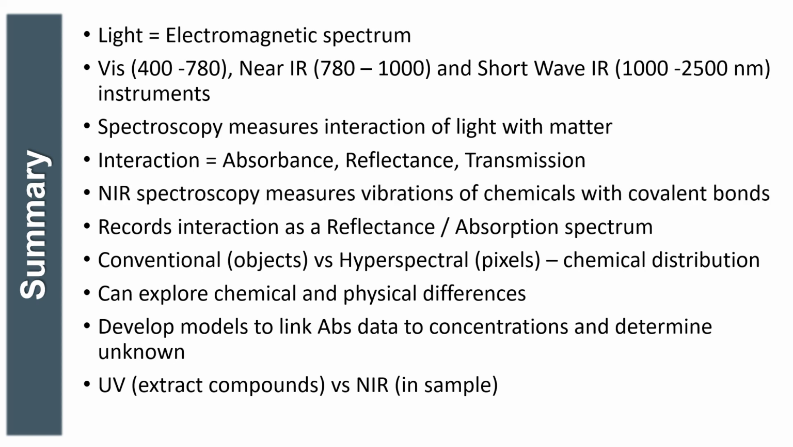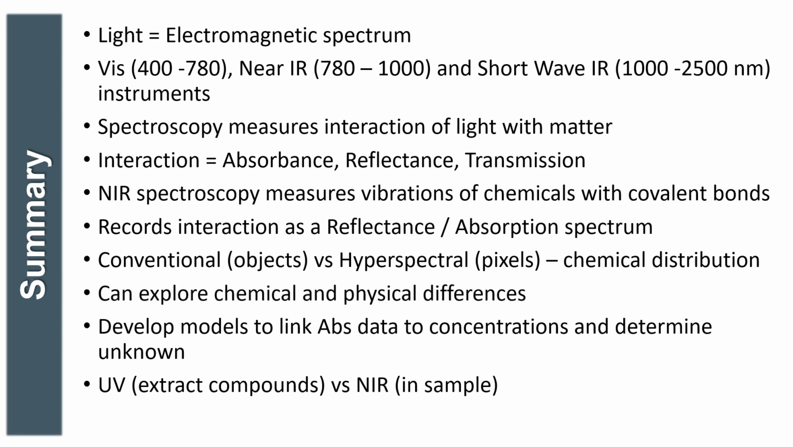NIR spectroscopy measures changes in vibrations of chemicals with covalent bonds. The absorption of energy is recorded as a reflection or absorption spectrum. The difference between conventional and hyperspectral imaging is that conventional instruments record an average spectra for the sample, whilst hyperspectral imaging creates an image where the absorption data for every pixel in the image is collected.